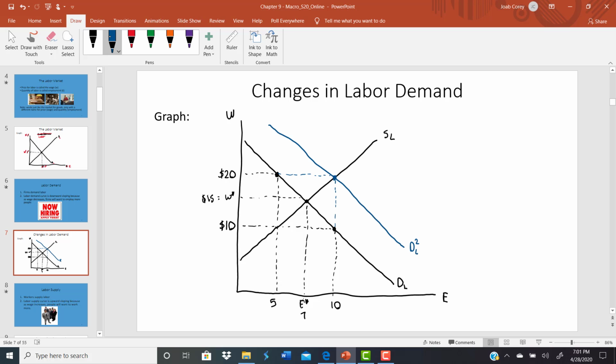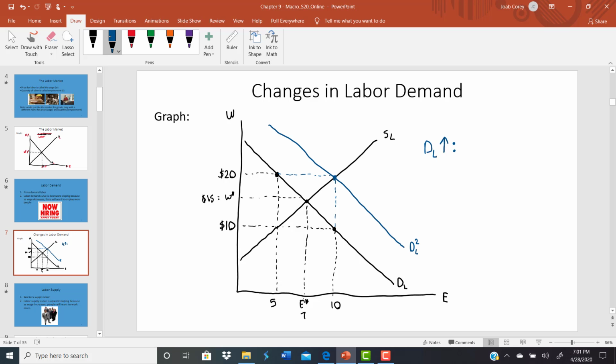So when does this increase in labor demand happen? Usually during times of expansion. When demand for labor goes up, that happens during our economic booms or expansions. When the economy is really doing well, we tend to want to hire more people and we're willing to pay them more, because we need to produce more products.